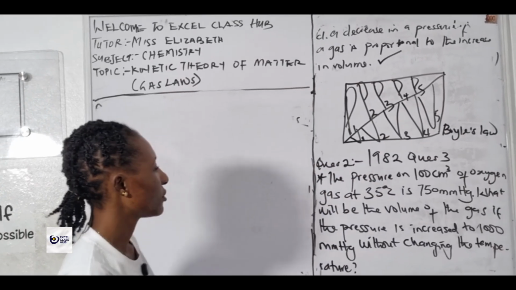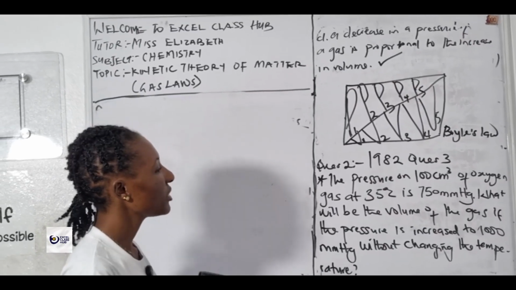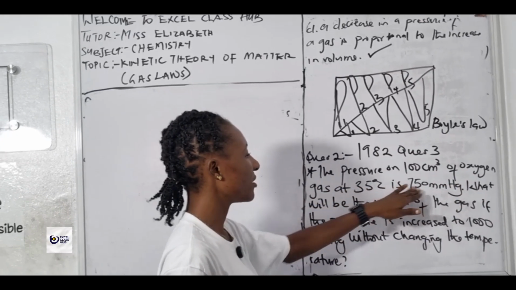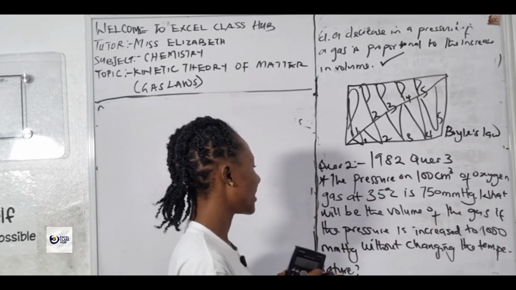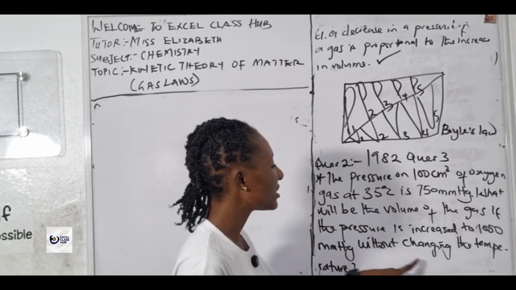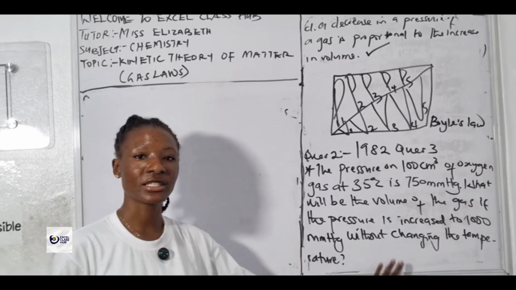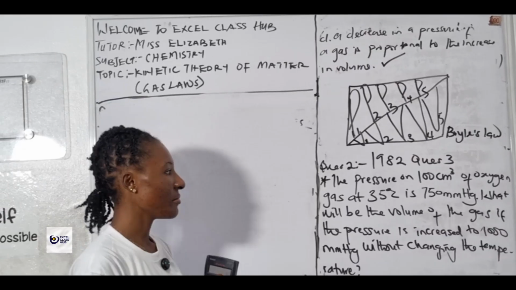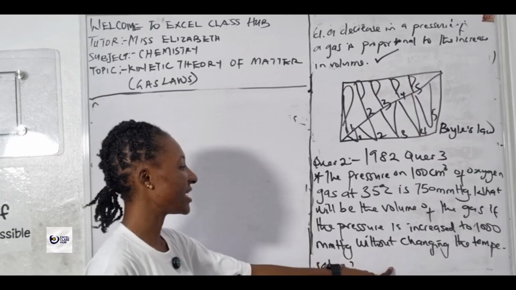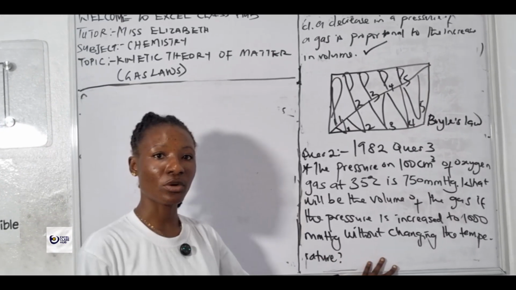So the first thing we do here is to analyze the question, get to know which law this question is talking about. Even without writing out the variables, this clearly states Boyle's law, because in Boyle's law, the temperature remains constant. A temperature is given here, 35 degrees Celsius. At the end, it says without changing the temperature, which clearly says that the temperature was constant.